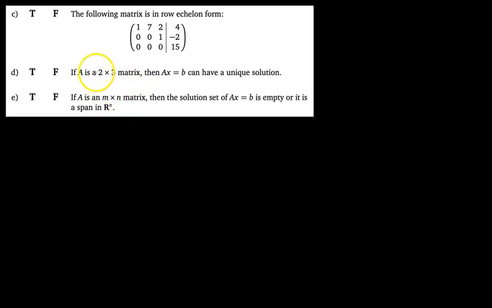Okay, here we have the true-false section from previous midterm 1. The first one says the following matrix is in row echelon form, true or false. So how do you determine that?